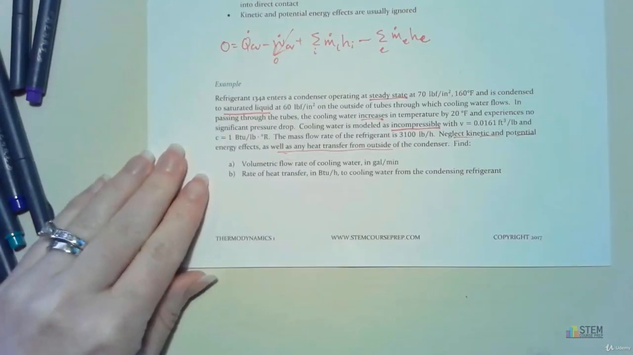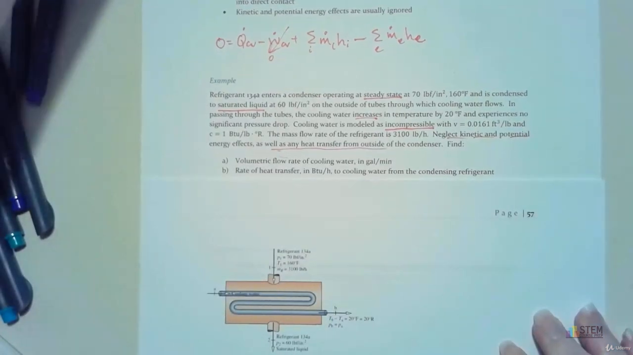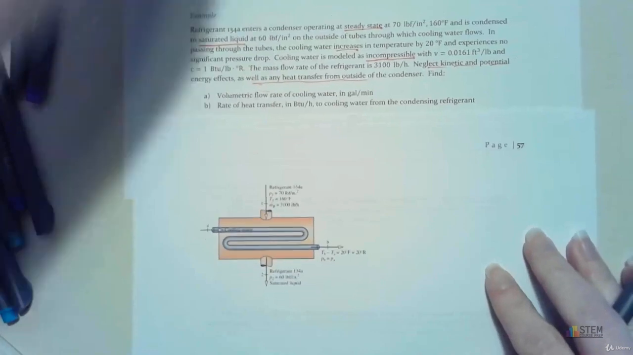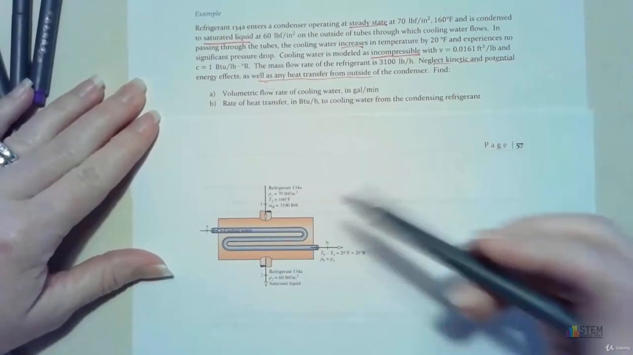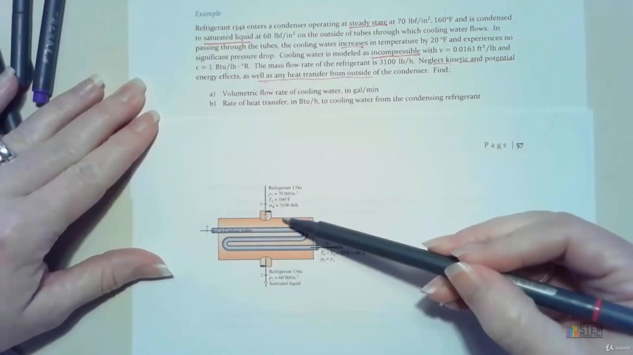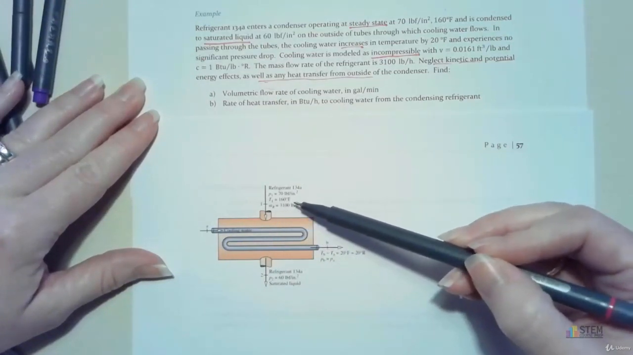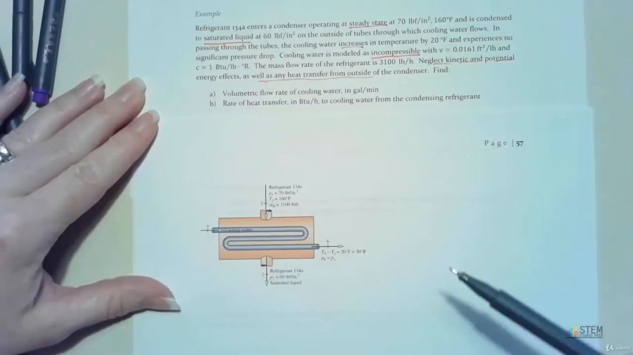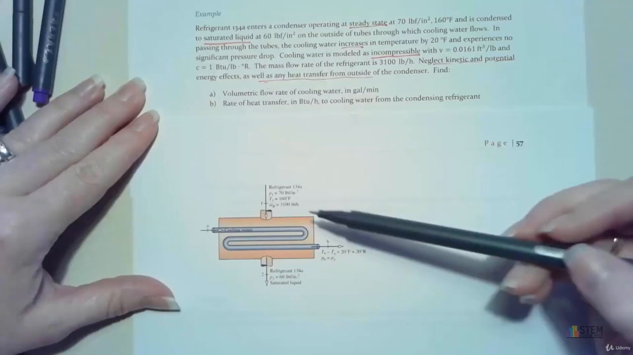That'll make it a little bit easier to see what's going on. So here's the picture for this problem. You can see we've got the refrigerant coming in here, which gives us the mass flow rate, the pressure, and the temperature. This is kind of blurry on the video. I can't get it zoomed in anymore though.